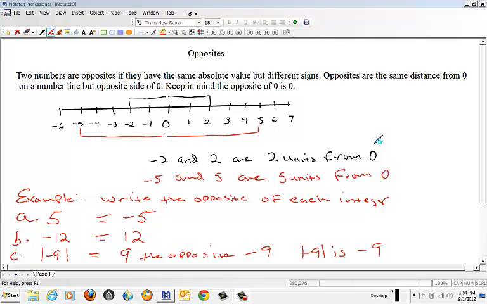Okay, let's take a look at one more. We have positive 5, which is 1, 2, 3, 4, 5. It took me 5 units to get back to 0. So 5 is 5 units from 0, and -5 is 1, 2, 3, 4, 5. It took me 5 units to get to -5. So that as well is 5 units from 0. Breaking this down, we can say that the absolute value of positive 5 is 5, and the absolute value of -5 is 5, and they are opposites of each other.